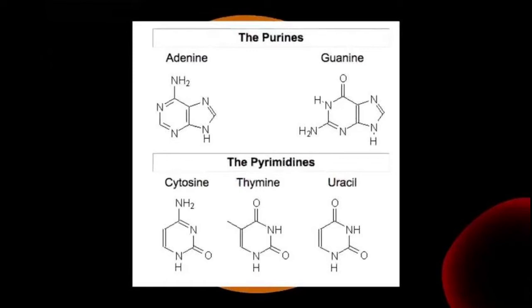So again, if we're talking DNA, it's a thymine. If we're talking RNA, it's a uracil. So thymine, uracil, and cytosine all have a single ring structure, and they are pyrimidines. And the purines have 2 ring structures, and these are adenine and guanine.